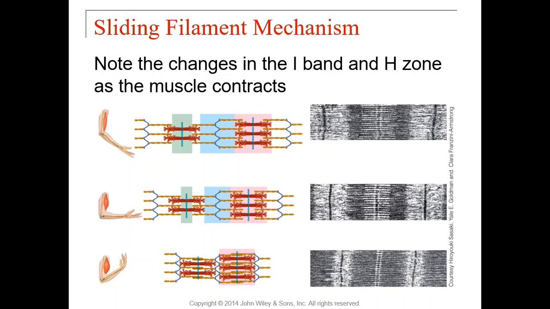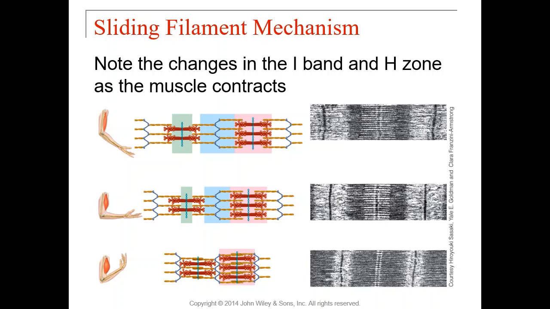I told you myosin's going to pull on actin, and actin's attached to the Z disc. So one thing that happens in a sarcomere as you contract is that the Z discs will move towards each other. They will move closer together. That's one thing that happens in your sarcomere during a contraction. Z discs move closer together.